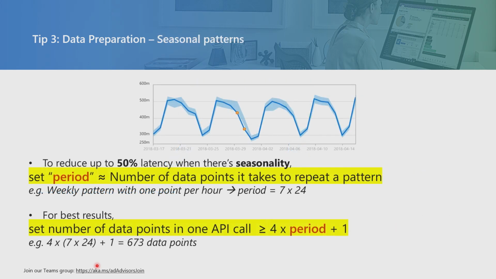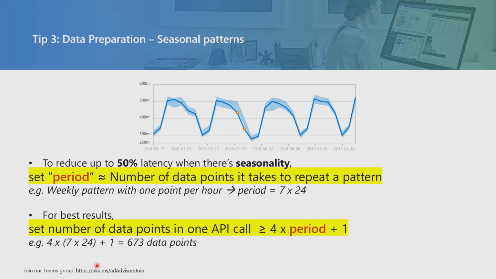Finally, if your data have seasonal patterns, normally we call it seasonality, which means the pattern occurs at regular intervals, like what you see on this chart, you can improve the accuracy and the performance. One way to do that is to specify a period. This is another parameter that's hidden, and you don't normally use it. But with seasonality, you can specify this period parameter when you construct your JSON request. It can reduce the latency by up to 50%.